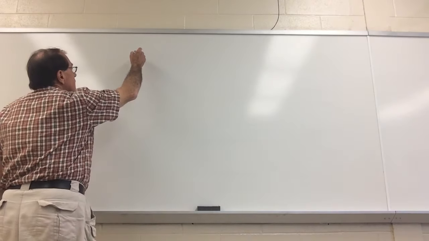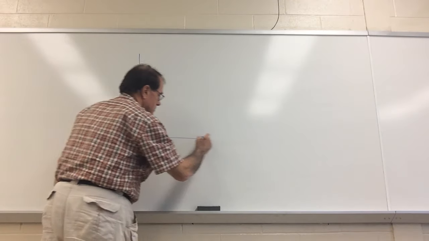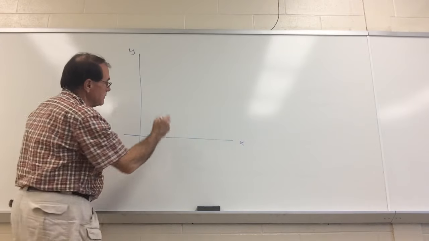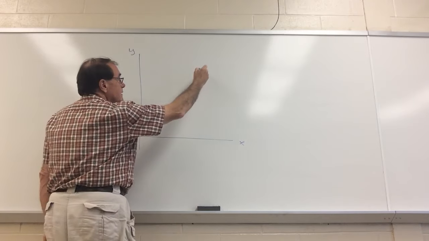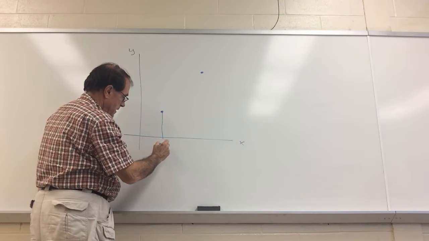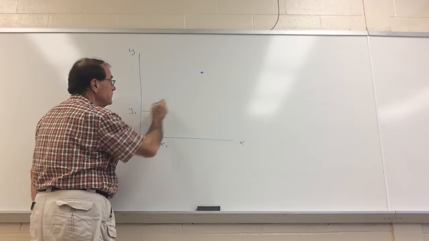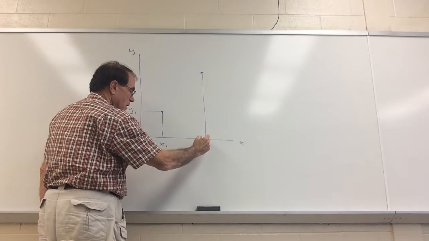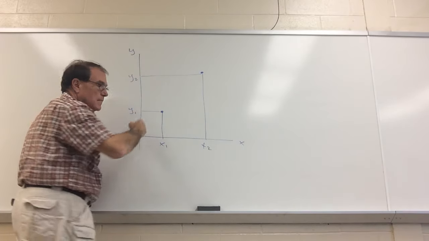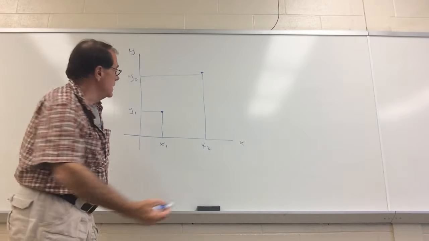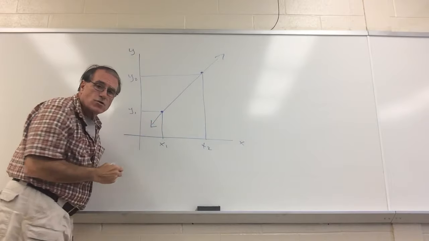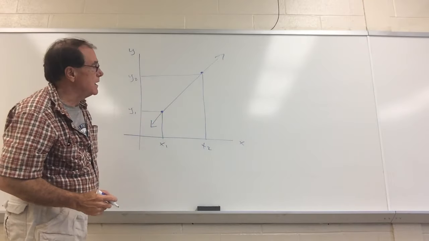We start with an xy axis. I'm working here in the first quadrant, and I'll identify 2 points. We'll call this point x1, y1, and this point will be x2, y2. And we'll talk about the segment connecting these 2 points. And I'm interested in finding the slope of this line.